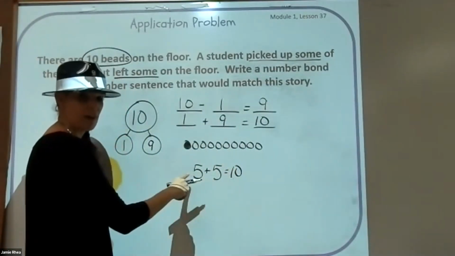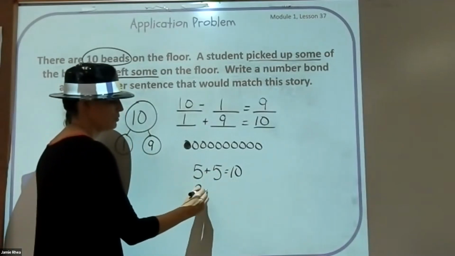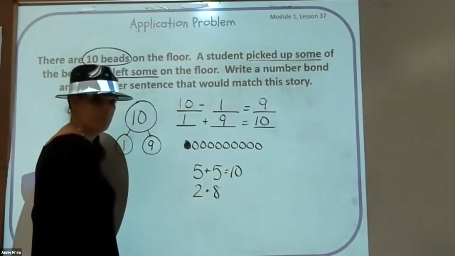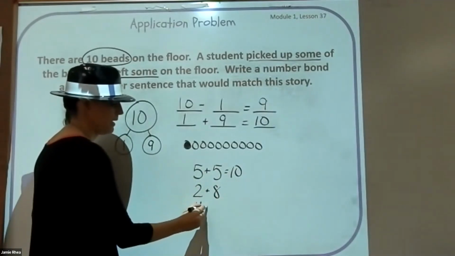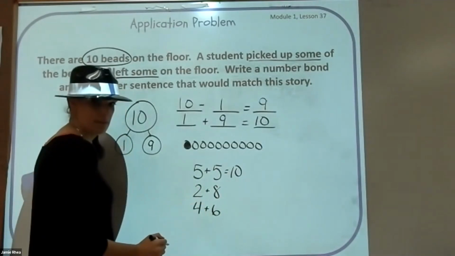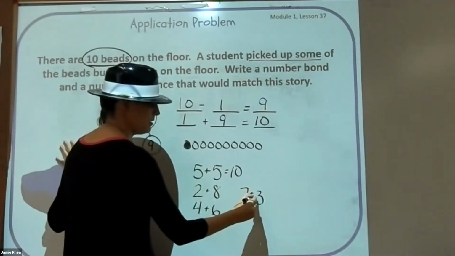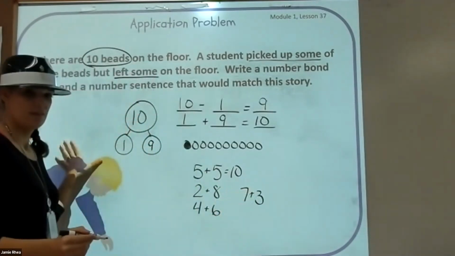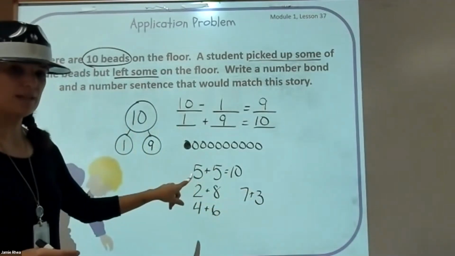Yes, because we know that 5 plus 5 is 10. Could you do 2 and 8? 4 and 6. You could have used 7 and 3. So you could have used any of those instead of 9 because all of those equal 10.